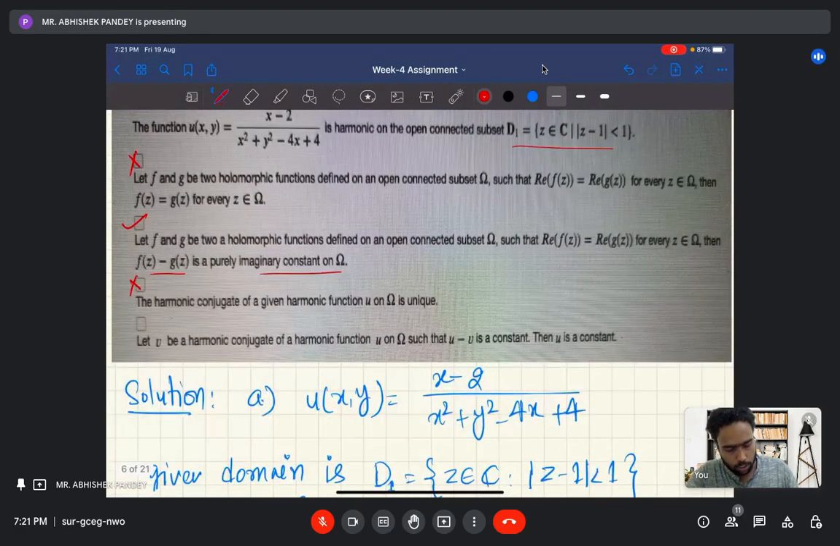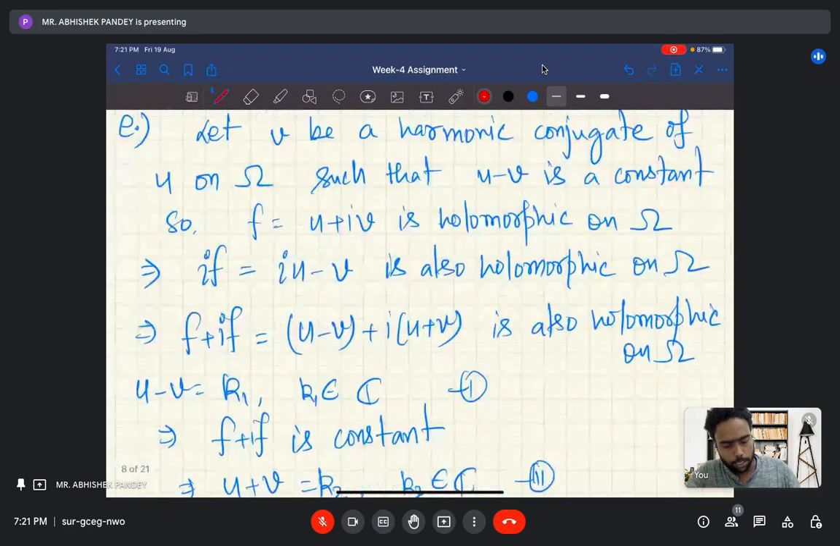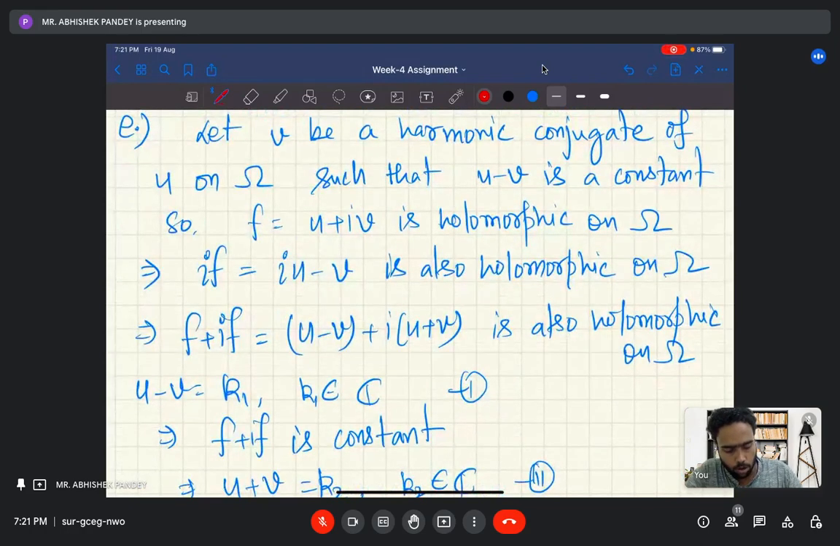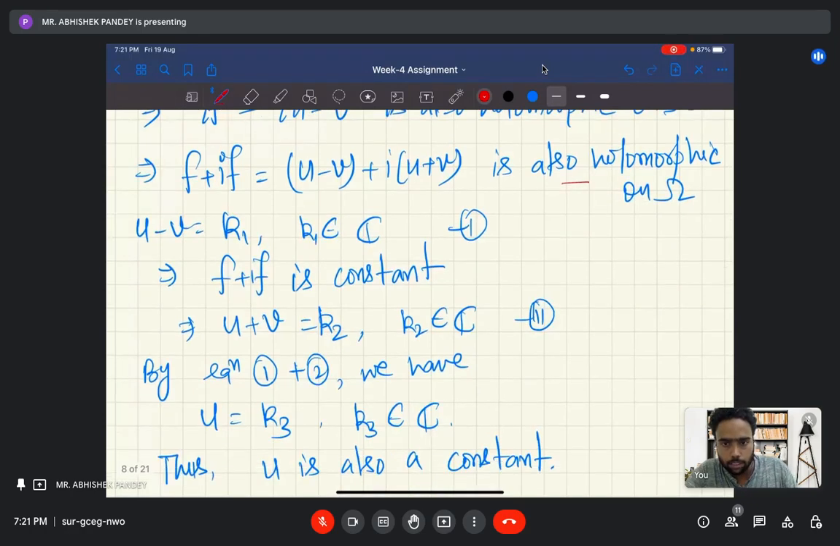Now let V be a harmonic conjugate of a function U such that U minus V is constant, then U is constant. So this is true. So let V be a harmonic conjugate of U on omega such that U minus V is constant. So F equals U plus iV is holomorphic since V is a harmonic conjugate. Similarly, iF is also holomorphic. Now you add F plus iF. This will also be holomorphic because the sum of two holomorphic functions is holomorphic. Now U minus V is K1 according to the question. So F plus iF will be constant.